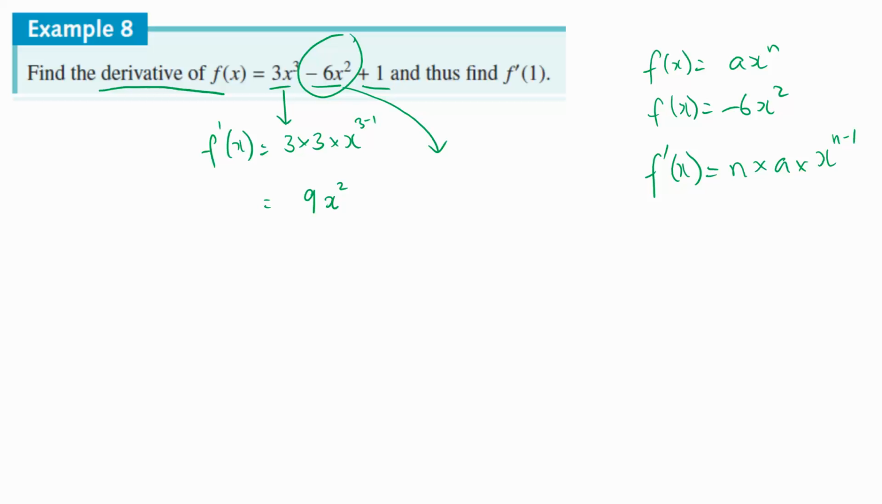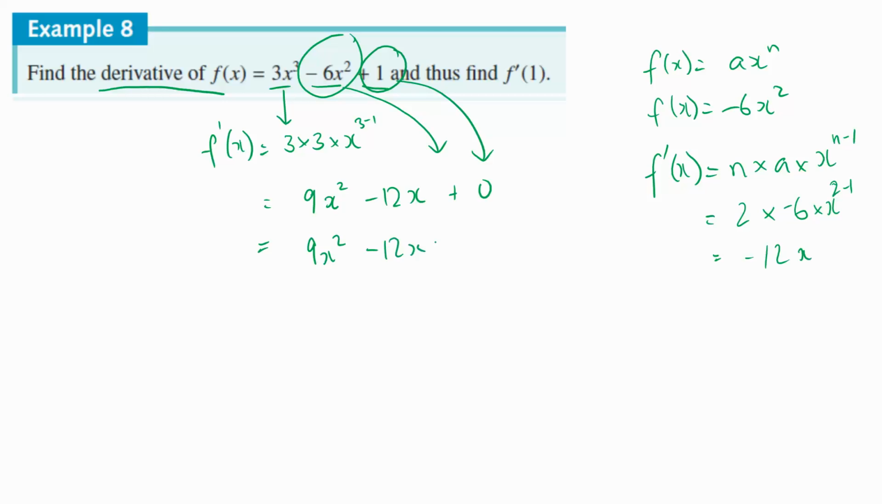So here we go. If you subbed it in, n is 2, a is negative 6, x to the power of 2 take away 1. That's negative 12x. Okay? So your next part is negative 12x. Last part. What's the derivative of 1? What's the derivative of 1, Oscar? 0. That's what I said before. I said that the gradient of any straight line that's horizontal is 0. So that's plus 0. So your answer is 9x squared minus 12x.